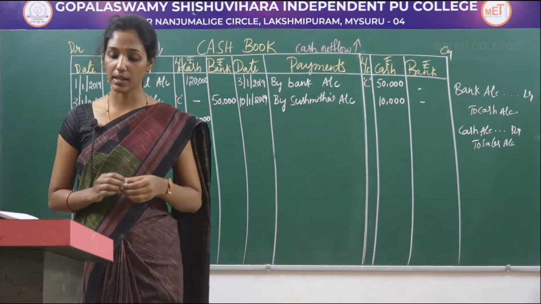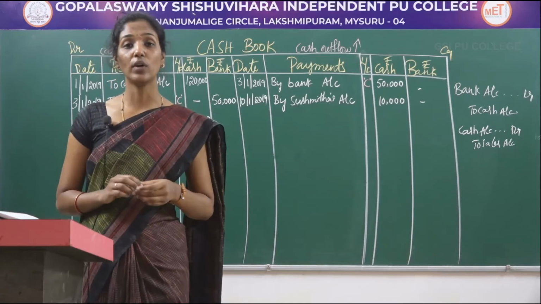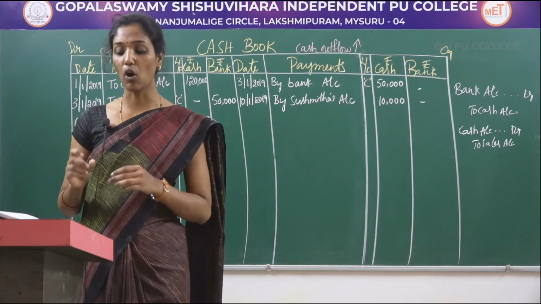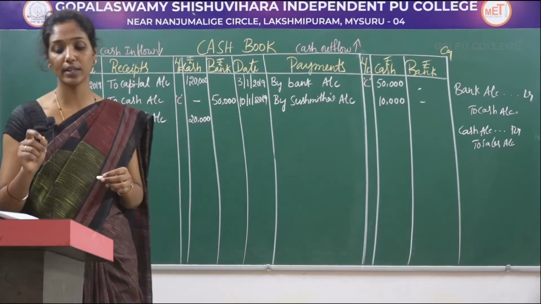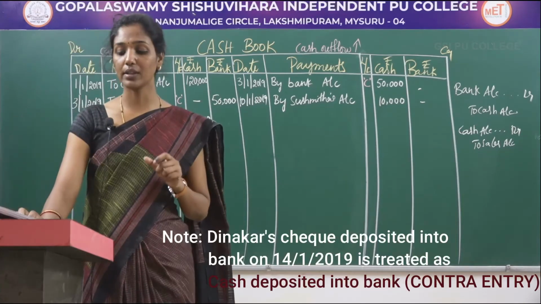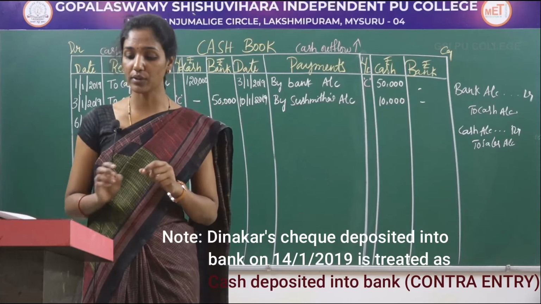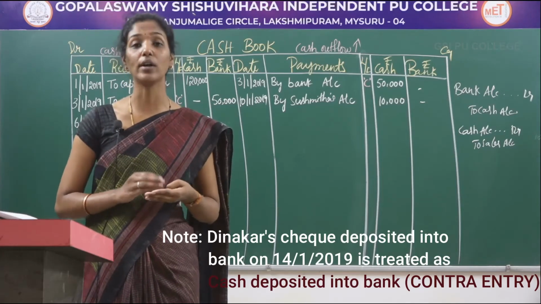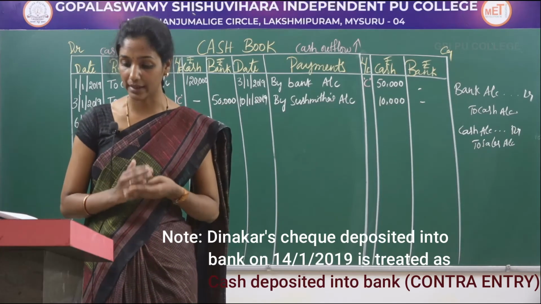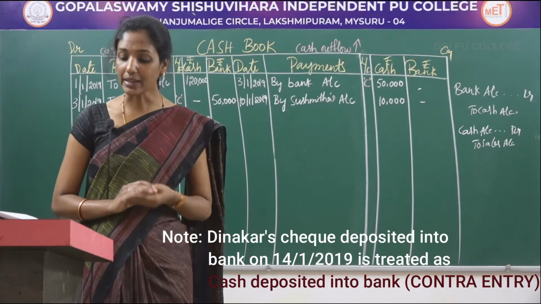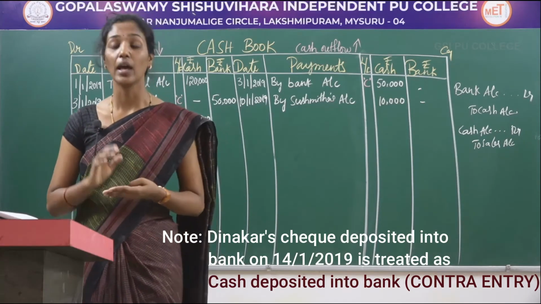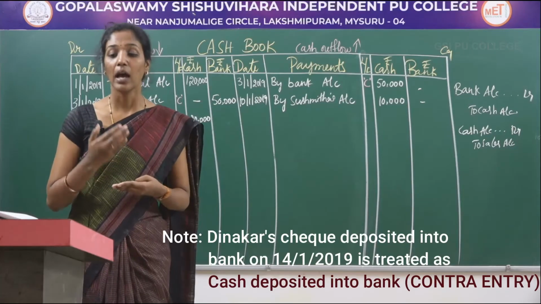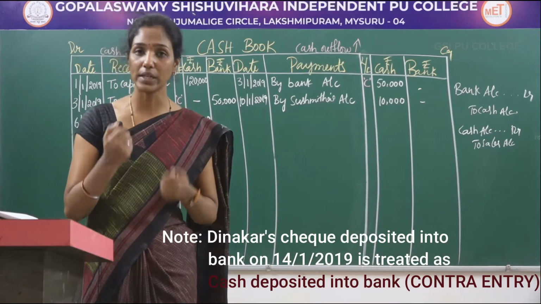Next, what is the next transaction? As on 14/1/2019 check received on July 6th deposited into bank. For recording this transaction in the cash book, you have to see the transaction as on 6/1/2019. See what the transaction was on 6/1/2019. Sold goods to Dinakar and received a check of rupees 20,000.